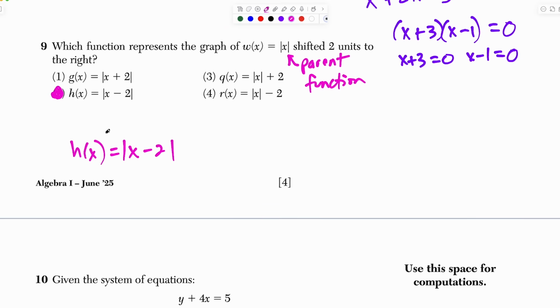If we want to look at why the other choices are wrong, absolute value of x plus 2 would go 2 units left.